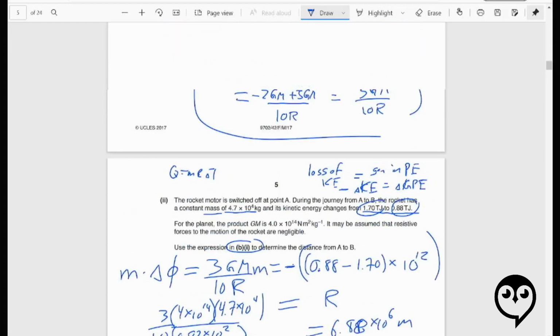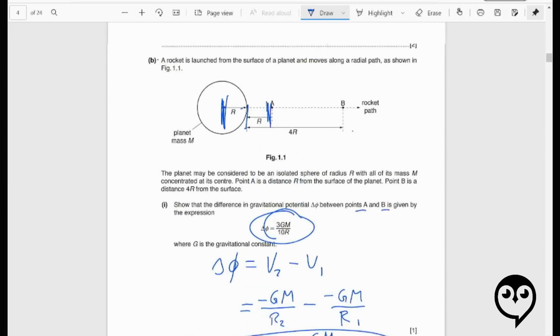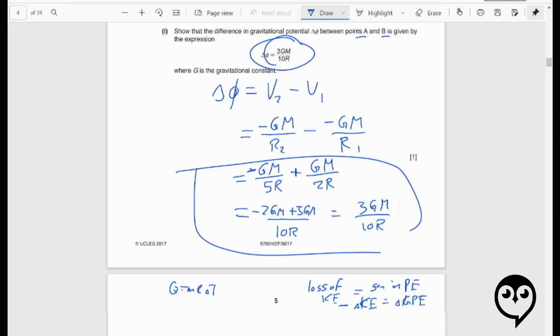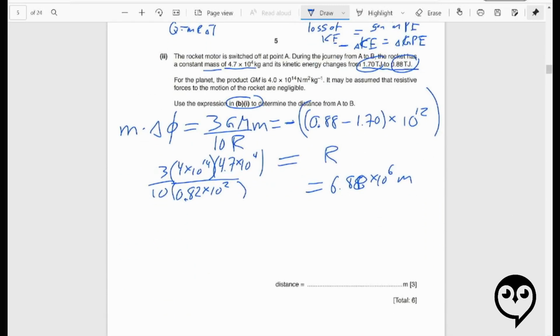Now, what we've calculated is R, isn't it? That's what this is here. But they want to know the difference from A to B, don't they? From the surface to B is 4R, from the surface to A is R. So I'm guessing it's 3R, okay? Because they want to actually determine the distance from A to B. So this is R, so we'll have to do 3R. And so that's 2.1 times 10 to the 7 meters.